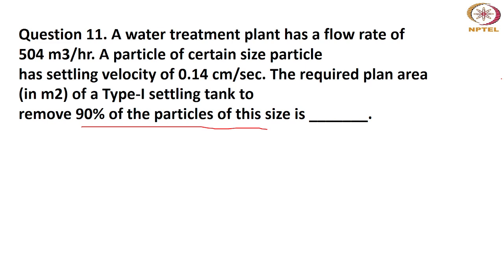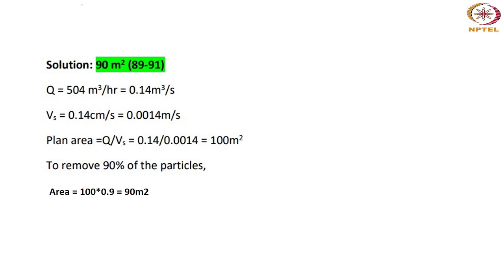So next we'll go for the solution. The answer is 90 meters square. Here the flow rate I am getting is 504 meter cube per hour. You can convert it to meter cube per second. I already discussed how to convert.